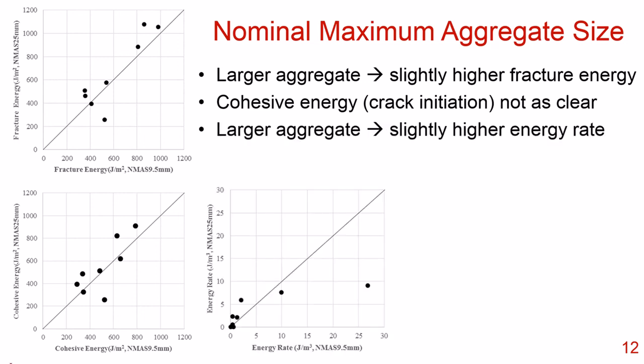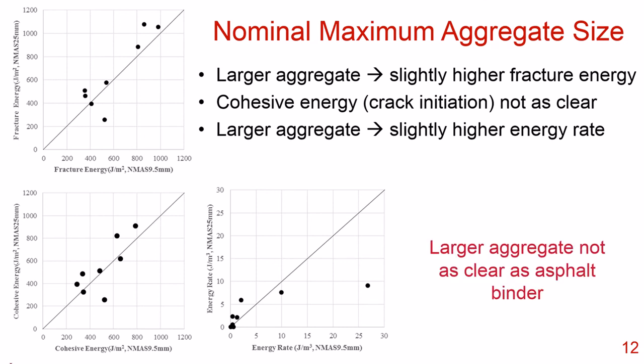The data kind of bounced back and forth in between. And for the energy rate, the larger aggregates had a slightly higher energy rate, especially at those lower energy rates. Now there were a couple outliers up there on the top, but in general we felt that the larger aggregates had slightly higher energy rates. However, with all of this data, really the larger versus smaller aggregate size was not quite as clear as the asphalt binder data.